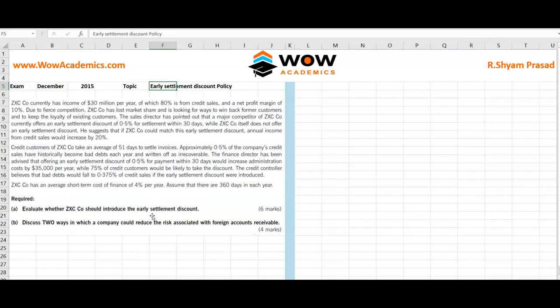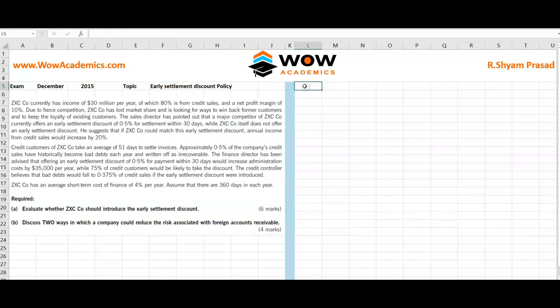So that's about the question. Again, it is an existing policy and a proposed policy. But this question differs because it says there is a profit and that profit will increase because of this proposed policy. So we are not only going to find out the cost, but we also have to find out the increased profitability from the existing policy to the proposed policy.